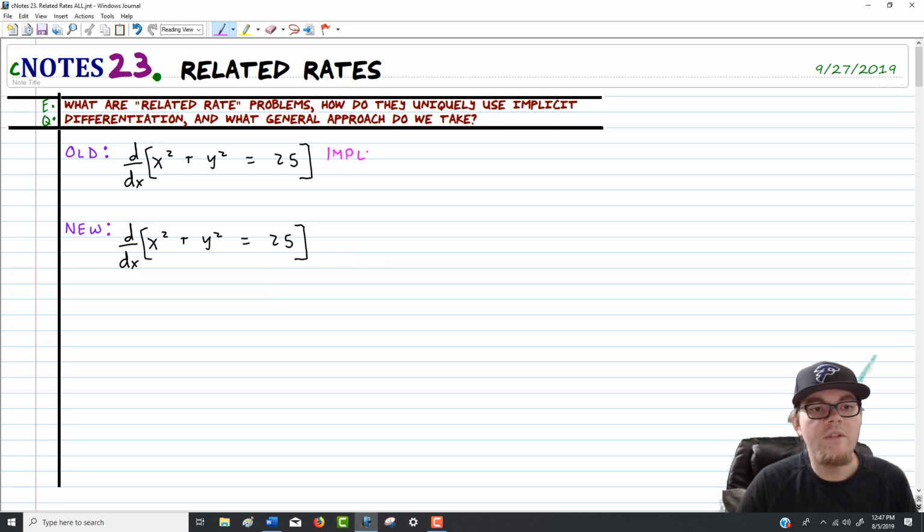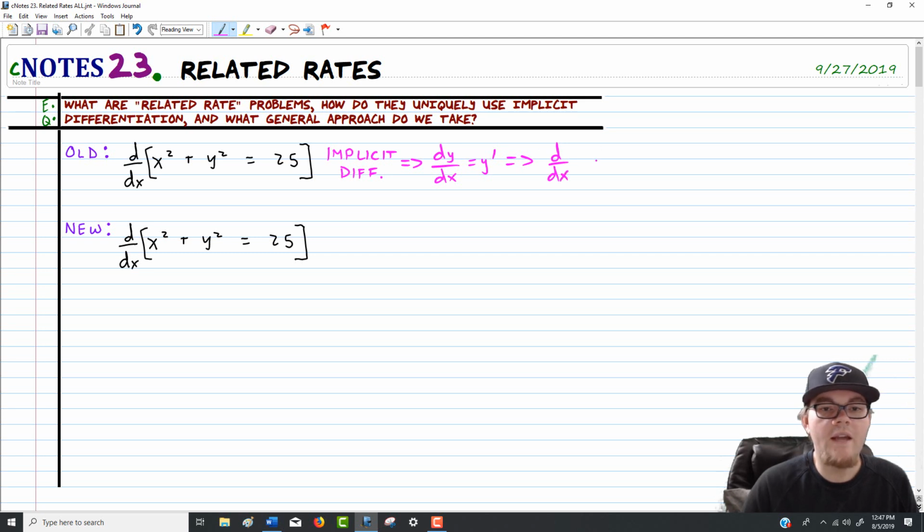So when we did implicit differentiation in the past, and by past I mean like the last 2 days, in all likelihood our goal was to figure out what dy/dx was equal to, which we often referred to as y prime. That meant when we differentiated, as we've done a few times here, we took the derivative with respect to x of the entire piece. We were differentiating with respect to x on the x squared, as well as on the y squared, as well as on the right side, which is 25.